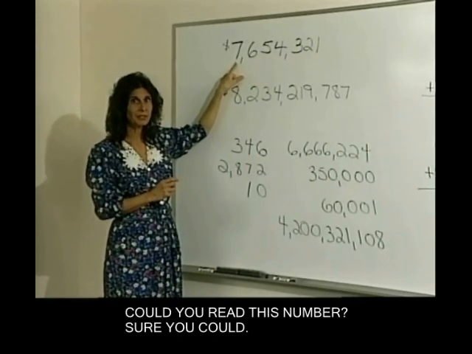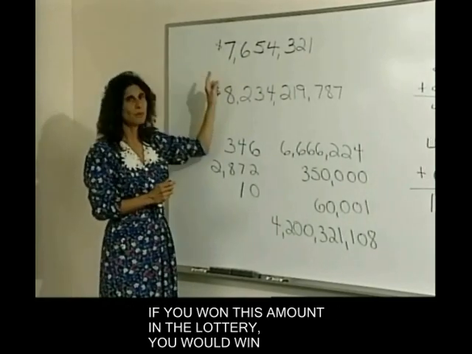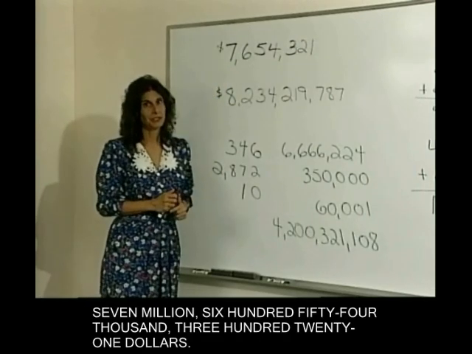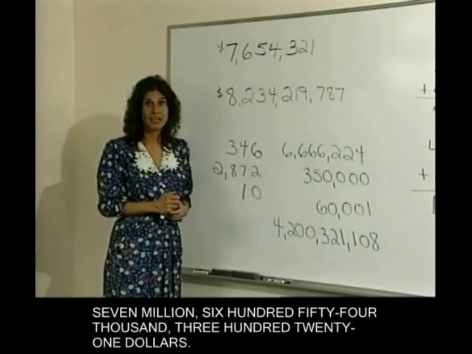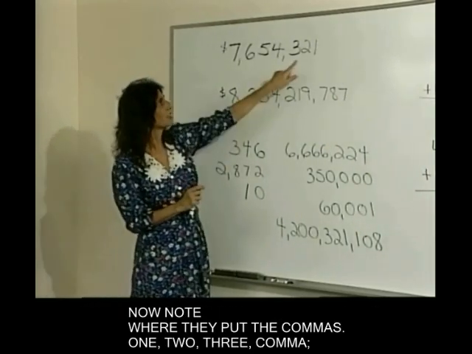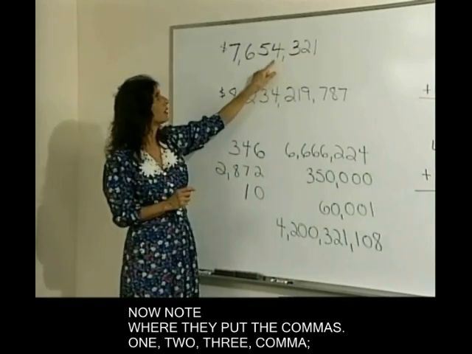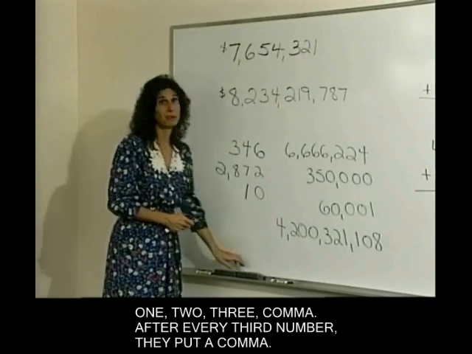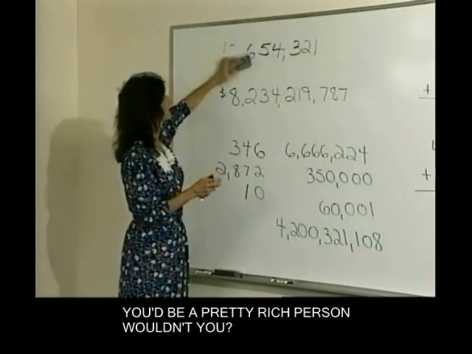Could you read this number? Sure you could. If you won this amount in the lottery, you would win $7,654,321. Now note where they put the commas. 1, 2, 3, comma, 1, 2, 3, comma. After every third number, they put a comma. So if you won that amount of money, you'd be a pretty rich person, wouldn't you?